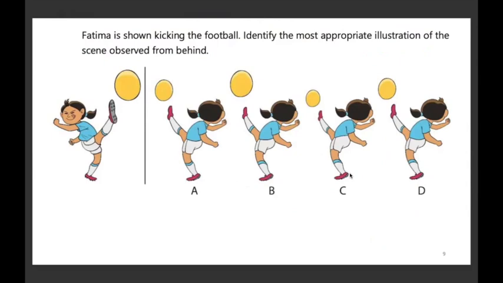Fatima is kicking the football. Identify the most appropriate illustration of the scene observed from behind Fatima. This is the front view. You have to identify how Fatima will look from behind. In this case, when you look at the ball size, it is very big. So from the back side, the ball will appear very small. The correct option, with the smallest ball position, will be option C, which is the correct answer. Okay, we'll move to the next one.